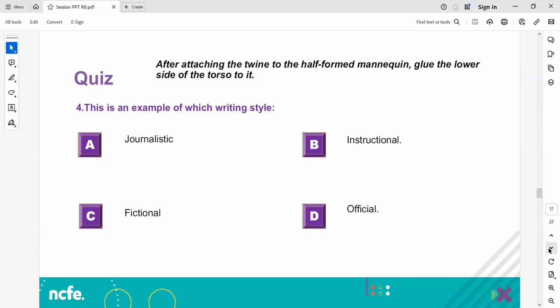That's a direction. Instructing one on what to do. It's directing you. It's using imperatives or command verbs. Glue the lower side. So not please can you glue, but glue. It's just telling you to do it. Good.